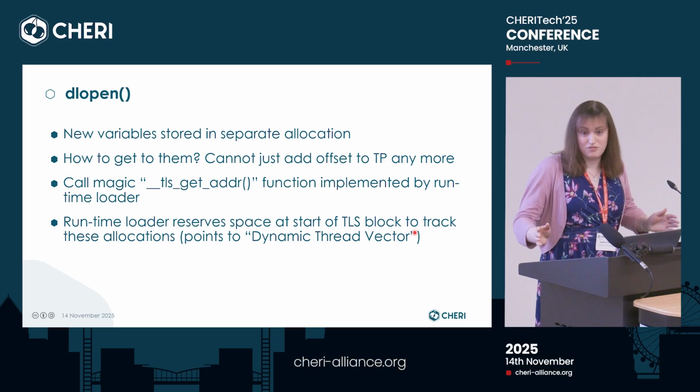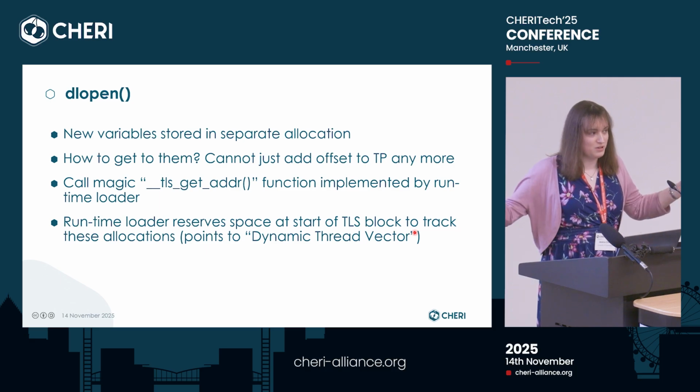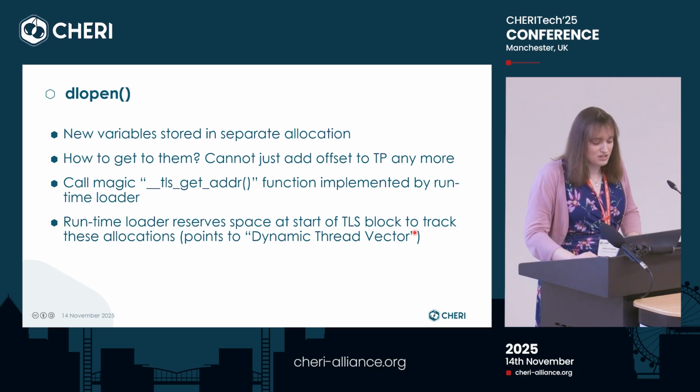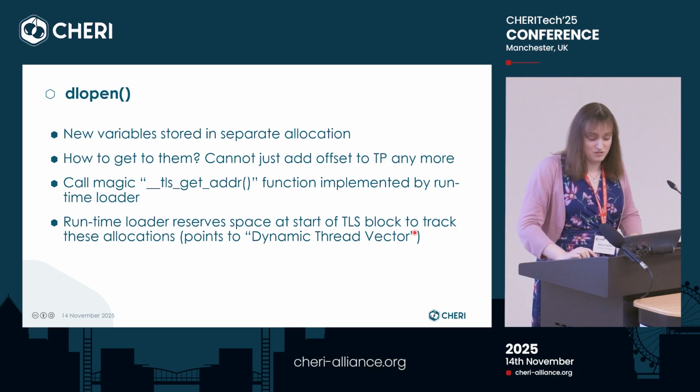We take the view that we can't move this allocation, so we're going to have to allocate memory elsewhere. But then how are we going to get to that memory? Because our thread pointer is just pointing at that block of memory. So firstly, we don't inline a whole bunch of code to do this.